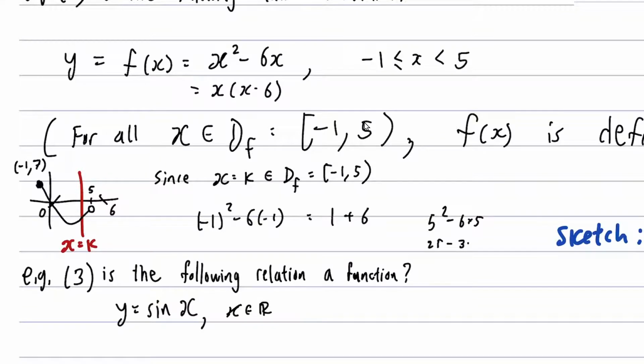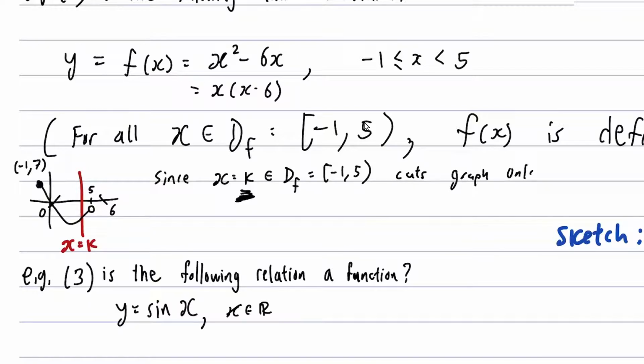Yeah, so over here, this is the graph. Then we need to draw a vertical line. And then we need to call it x equal to k, an element of the domain of f. And we say it cuts the graph only once. This implies f passes the vertical line test.